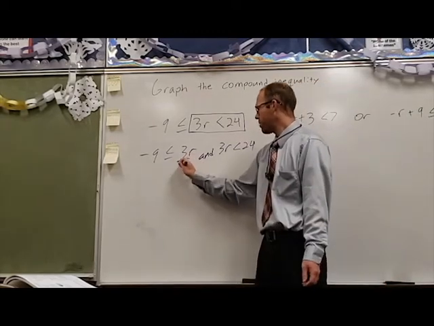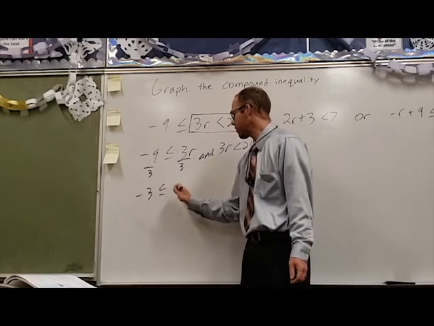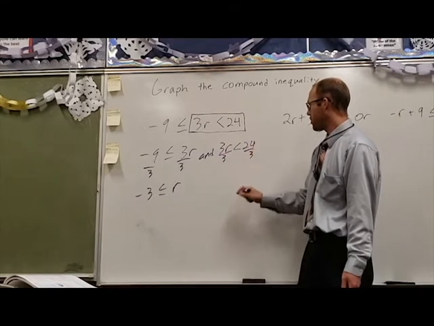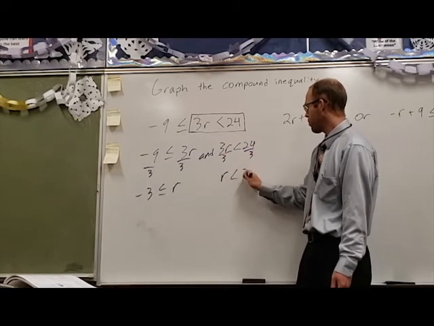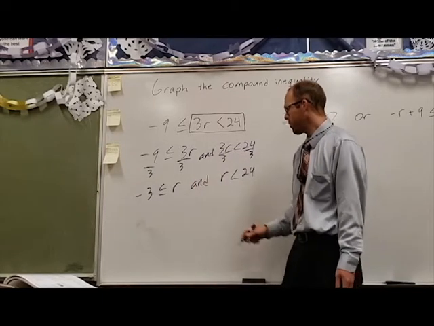So we're going to finish this out by dividing by 3. That gives us negative 3 is less than or equal to r. This side, we're also going to divide by 3 on both sides. That gives us r is less than 24. And the word that connects them is still "and." That follows all the way through.